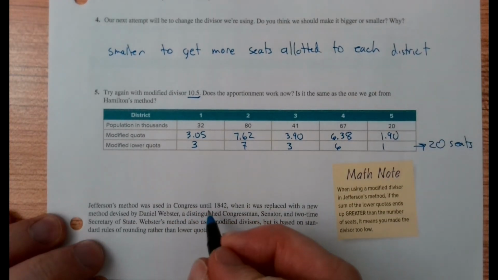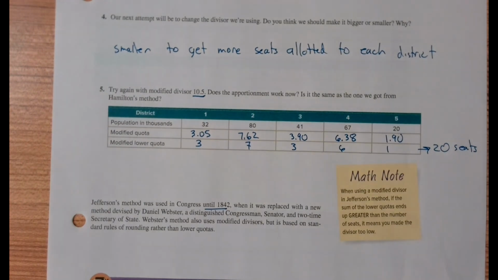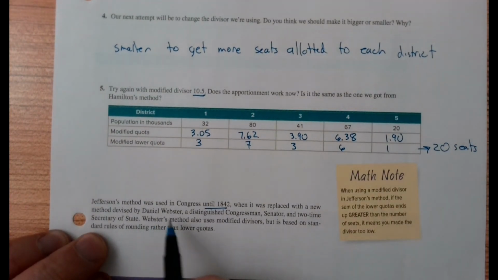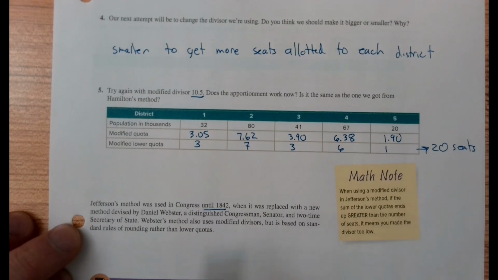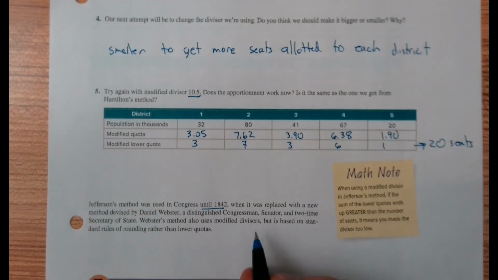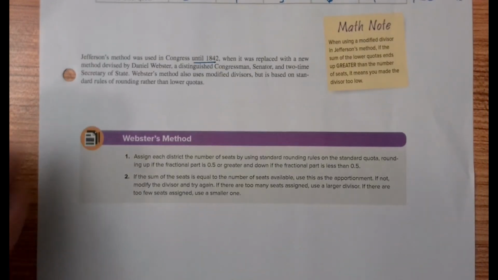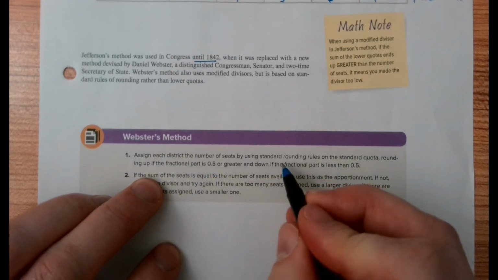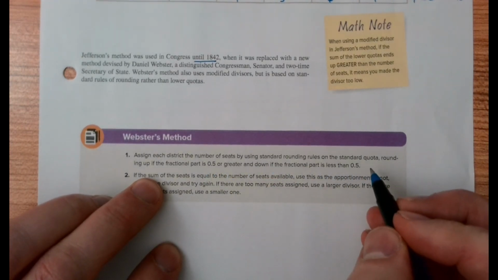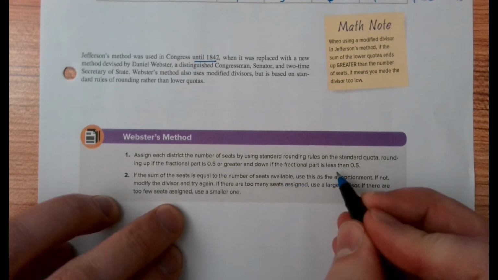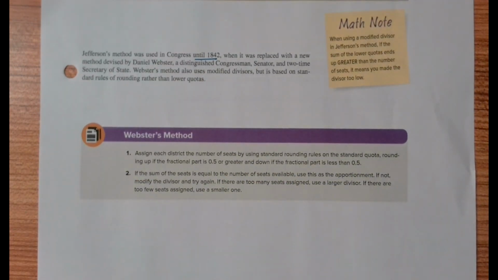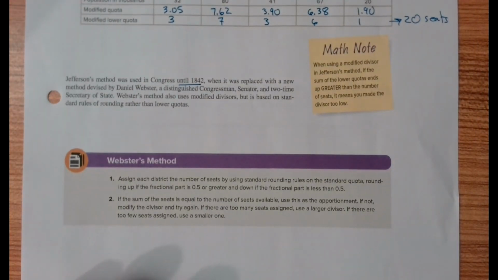Turns out Jefferson's method was used in Congress until 1842, and then it was replaced with this new method devised by Daniel Webster. And he was apparently a 2-time Secretary of State. He also uses modified divisors, but it's based on standard rules of rounding rather than lower quotas. So again, we're going to assign each district the number of seats by using standard rounding rules on the standard quota, rounding up if it's 0.5 or greater, or rounding down if it's less than 0.5. If the sum ends up being equal to the number of seats available, we're done. If not, we modify the divisor, just like we did up here, and divide again and create new lower quotas.